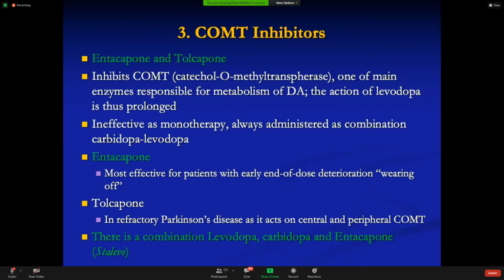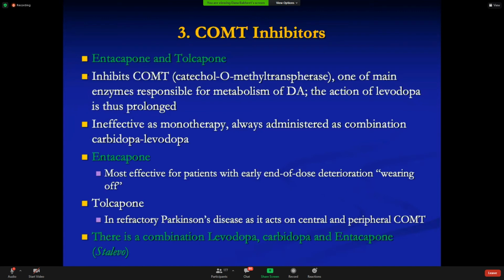So we have more prolonged action of what? The L-Dopa. It's ineffective as monotherapy, always administered in combination with carbidopa-levodopa, which I mentioned. Entacapone is most effective in patients with early end-of-dose deterioration or wearing off. And let me tell you, some of the patients, by time they don't respond to carbidopa-levodopa, so they try to add some other medication.